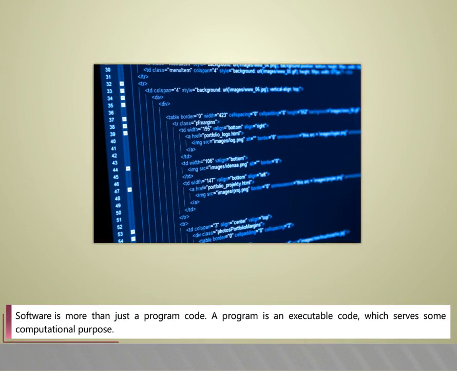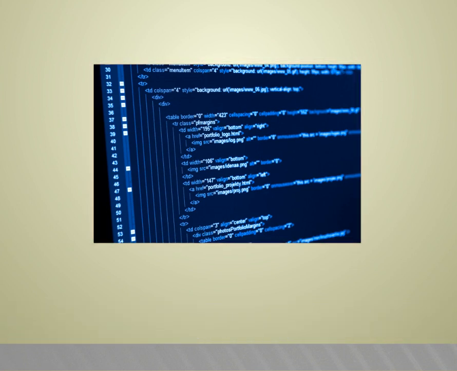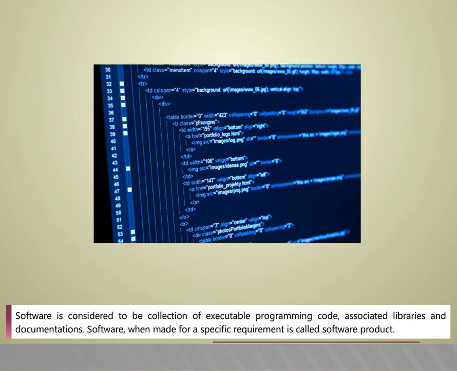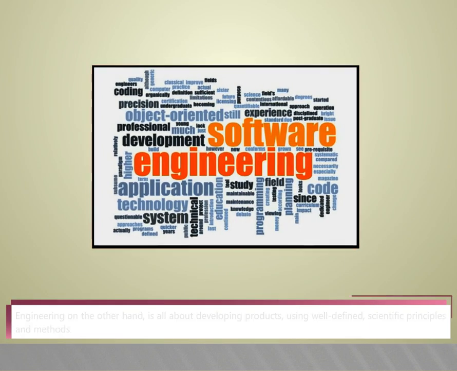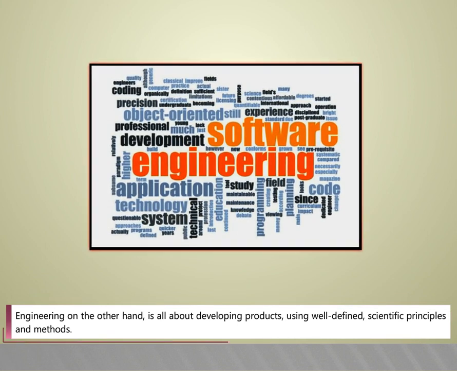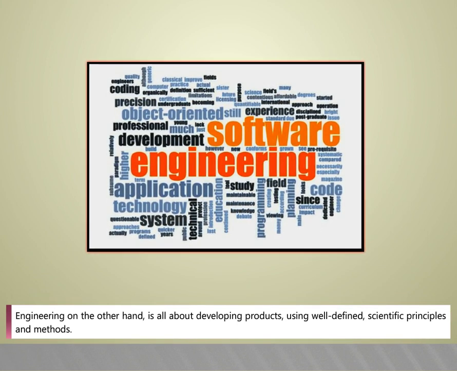Software is more than just program code. A program is an executable code which serves some computational purpose. Software is considered to be a collection of executable programming code, associated libraries, and documentation. Software, when made for a specific requirement, is called a software product. Engineering, on the other hand, is all about developing products using well-defined scientific principles and methods.